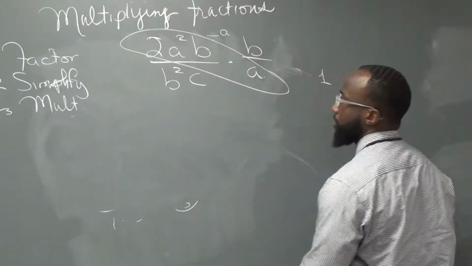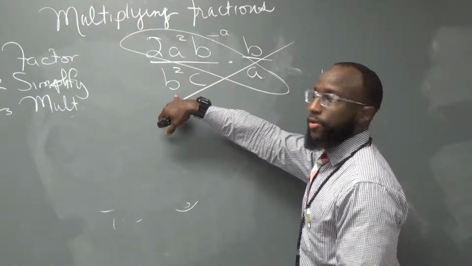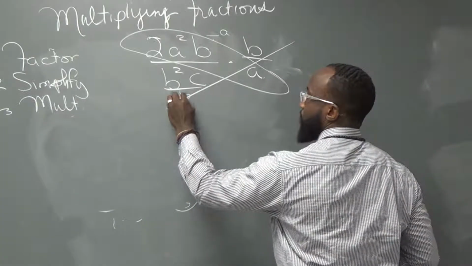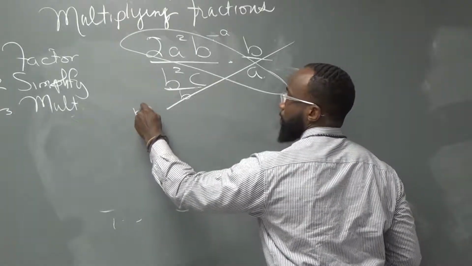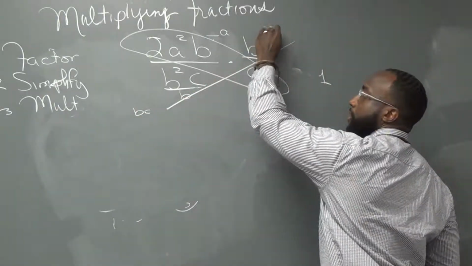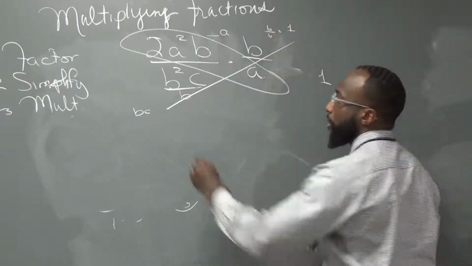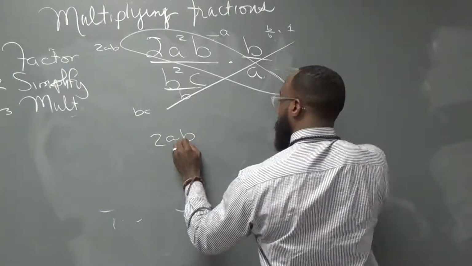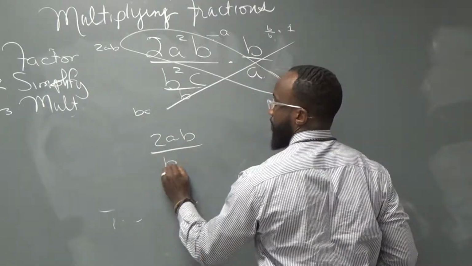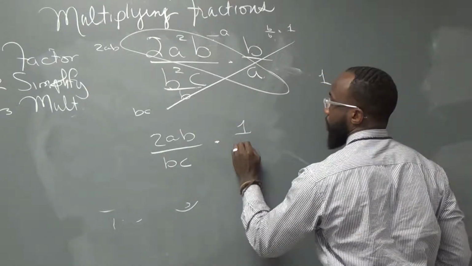Oh, and we got the same situation with our b's, right? There's a b here, and there's a b squared there. So you divide a b from here, that's 2 minus 1, and you end up with b, c, and here is b divided by b, which is 1. So when you rewrite your problem, you'll have 2ab on top divided by bc times 1 over 1.